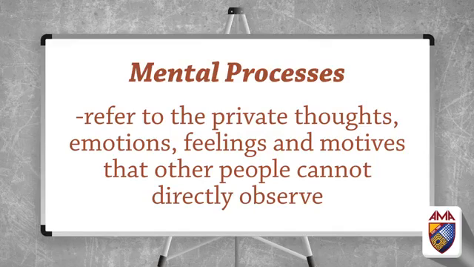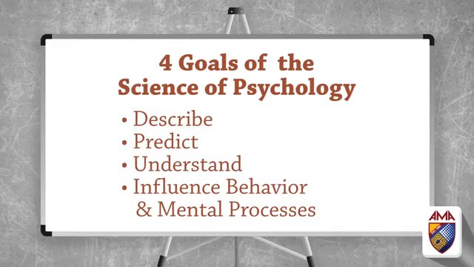Finally, it is considered a science because psychologists attempt to understand people by thinking critically about careful, controlled observations. The four goals of the science of psychology are to describe, predict, understand, and influence behavior and mental processes.